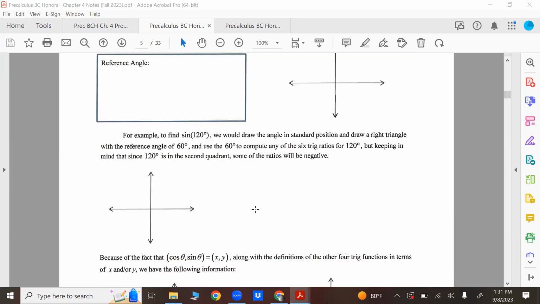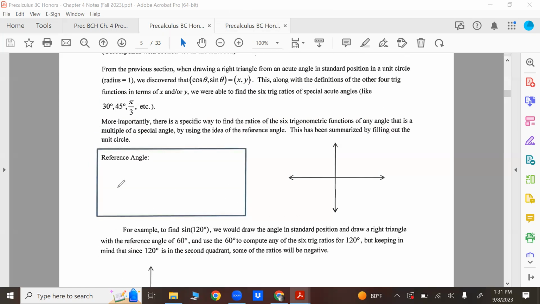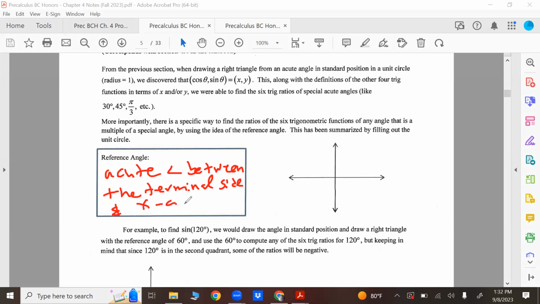So again, what is a reference angle? A reference angle is simply an acute angle between the terminal side and the x-axis. For example, if I had something like this, and I call this theta, then this is theta ref. So we know this.